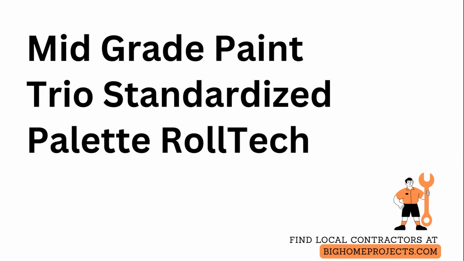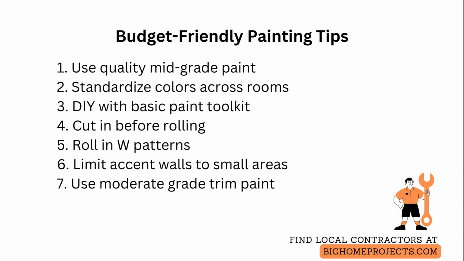Cost-effective painting for budget-friendly home construction starts with specifying the right materials and workflows to minimize labor and material waste. Choose a quality mid-grade paint that balances cost and coverage because it reduces the number of coats needed and still resists wear better than cheap economy options. Standardize colors across contiguous rooms and repeat a short palette to cut down on changeovers and the need for extra trip coats, which saves time and leftover tin waste.